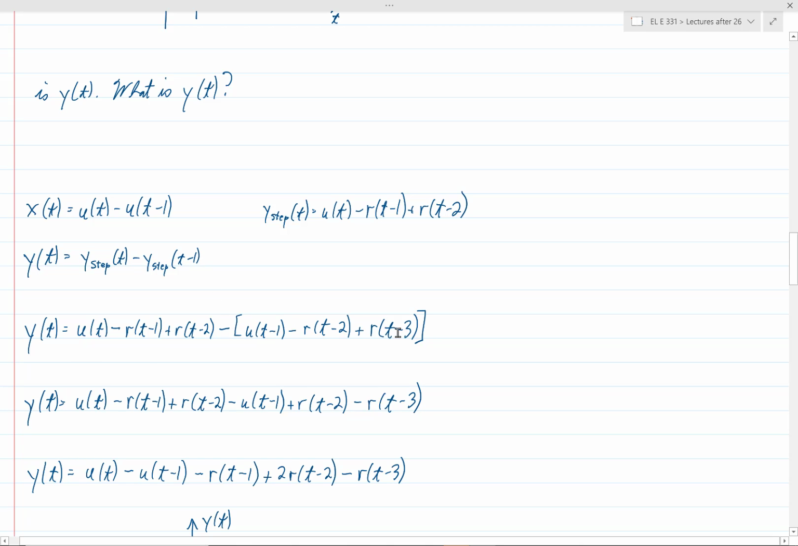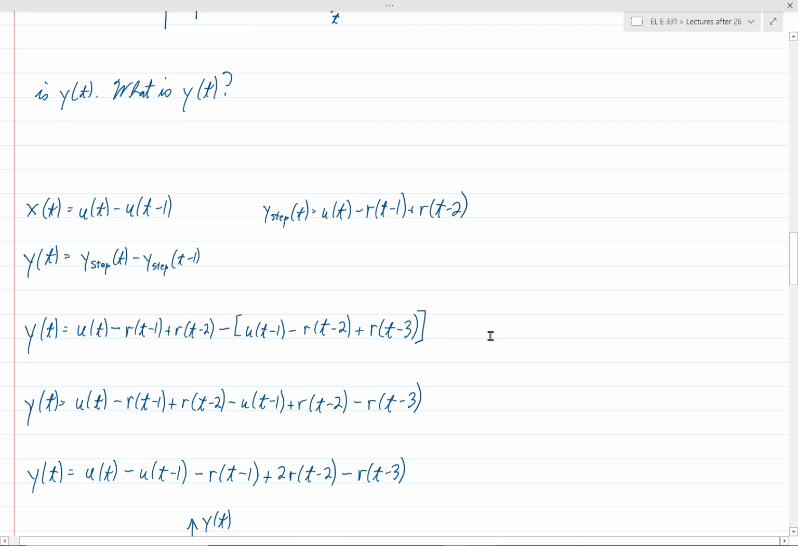So here in the brackets, I have exactly the same as I have up here, except that everywhere there's a t, I've replaced it by t minus 1. So u of t becomes u of t minus 1. r of t minus 1 becomes r of t minus 1 minus 1, or r of t minus 2. And r of t minus 2 becomes r of t minus 1 minus 2, or r of t minus 3.